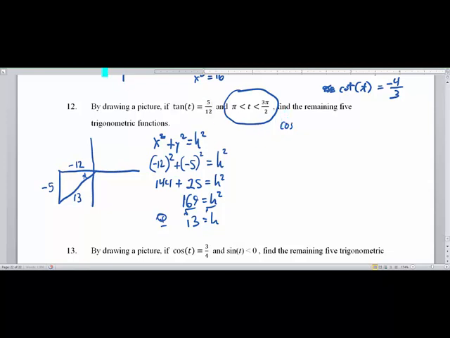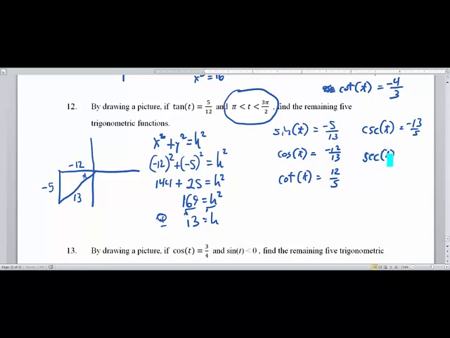I started with cosine. That's just weird. I think all of us reflexively are going to start with sine. So the sine of theta is going to be opposite over hypotenuse. Cosine of theta is going to be adjacent over hypotenuse. Tangent is given, so cotangent is going to be the reciprocal of 5/12, which is 12/5. The reciprocal of sine is cosecant theta, and that's going to be negative 13/5. And the reciprocal of cosine is secant, and secant theta is going to be negative 13/12.